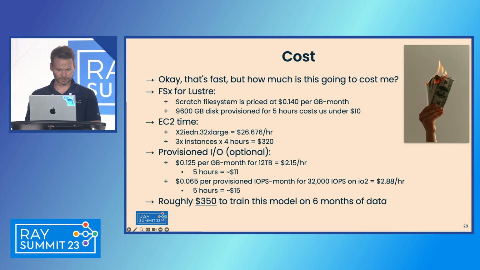So yeah, it's about roughly $350 for us to train this model on 6 months of data, and these are pretty good costs. If you're used to neural networks and GPU training, this is like a drop in the bucket in your budget. But it's not just about cost. It helps with developer productivity. It shortens the loop, and you can do a lot of stuff with this data at the same time because it's just loaded on this disk.